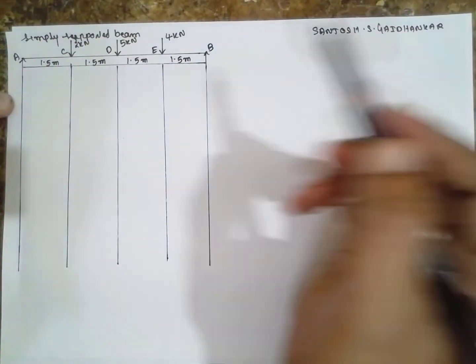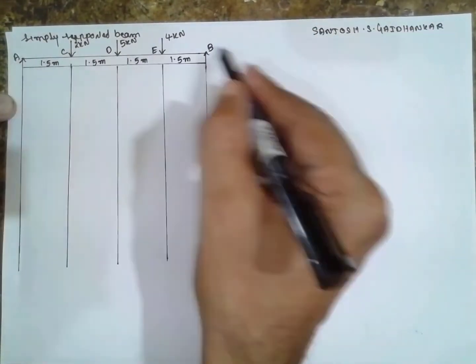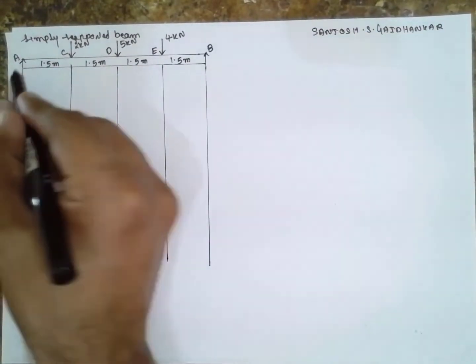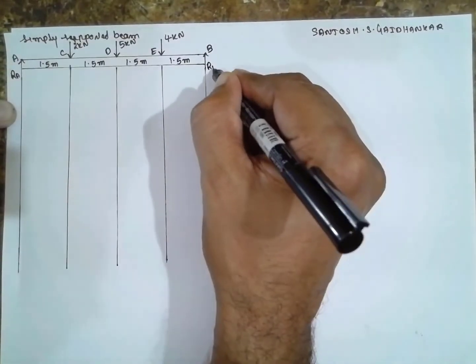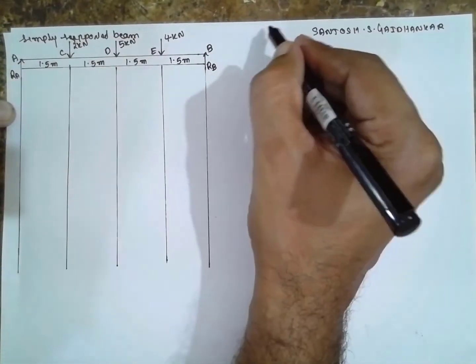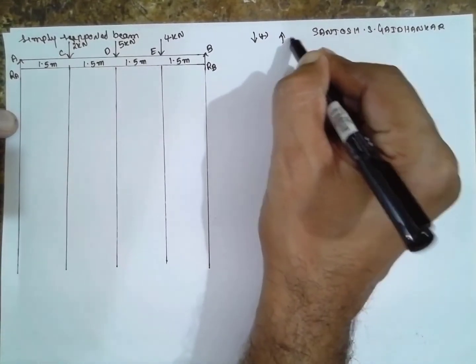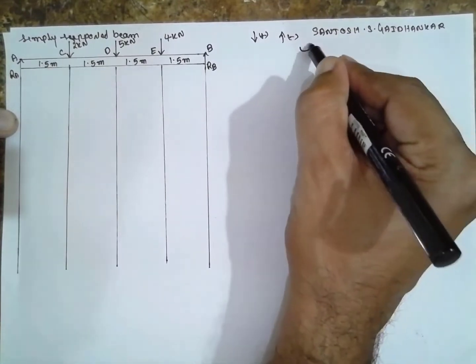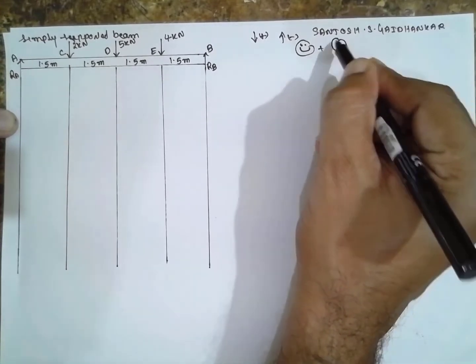Today I am solving problems on a simply supported beam. This is a simply supported beam having point loads, and there are two unknown reactions, RA and RB. Now the downward force I will consider as positive and upward as negative. Sagging, the smiling face, I will consider as positive, hogging as negative.